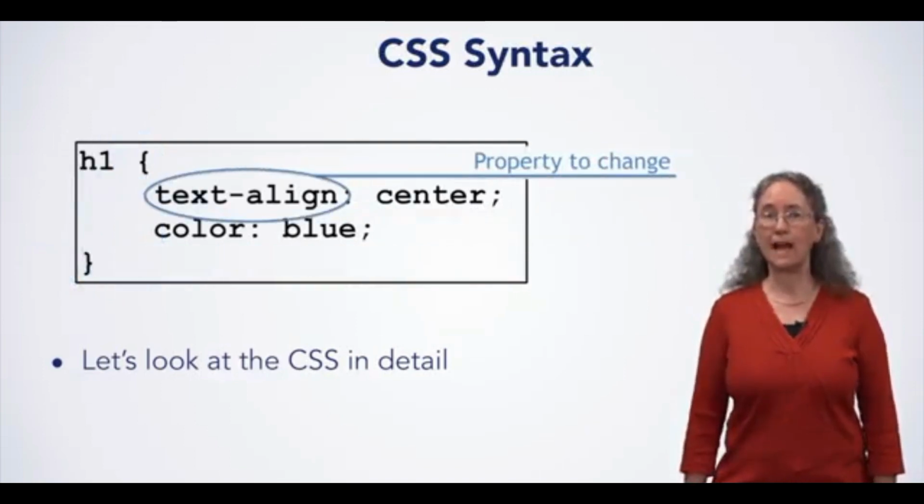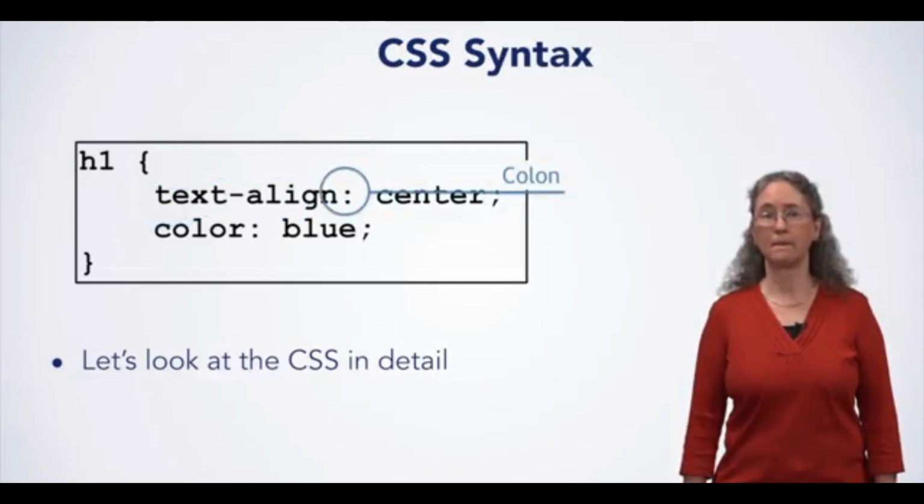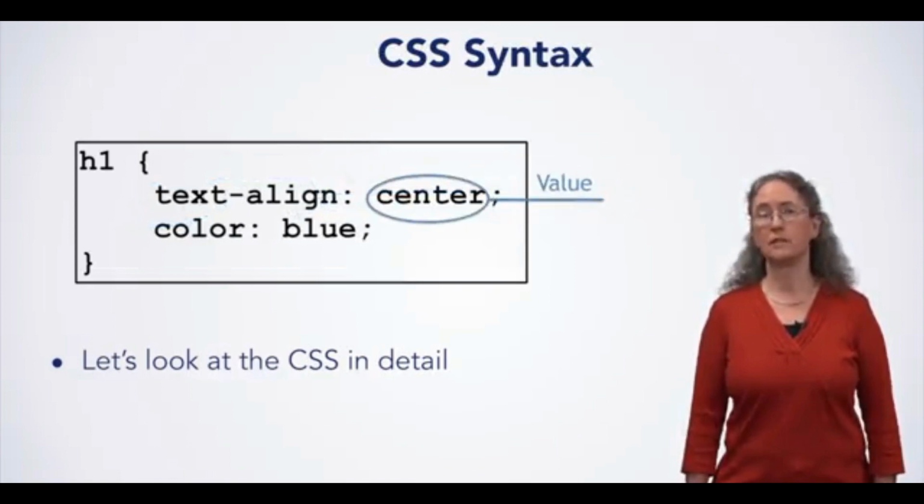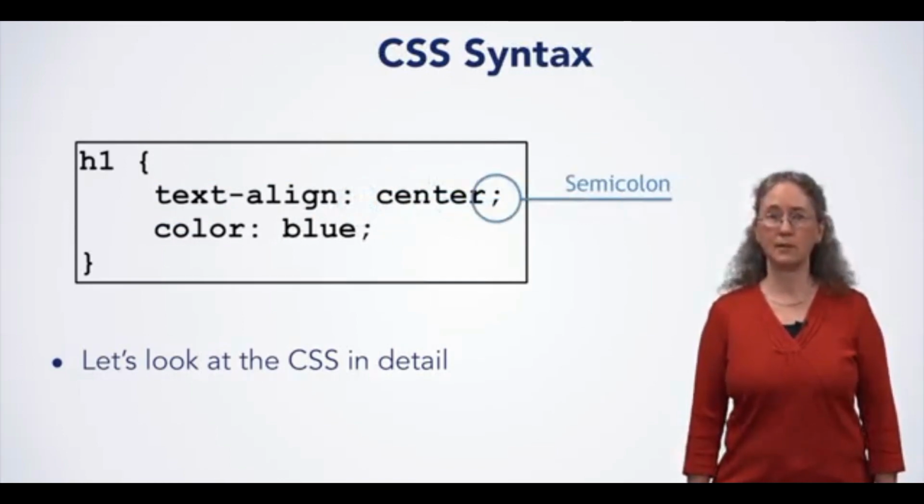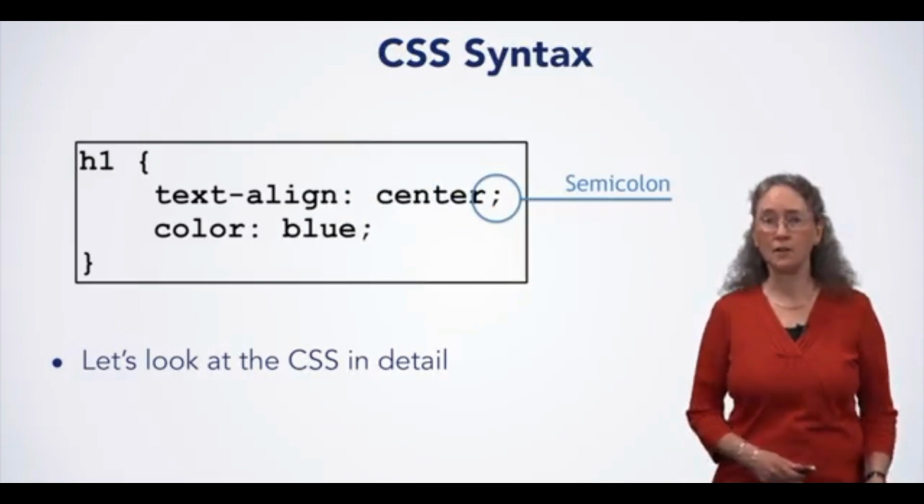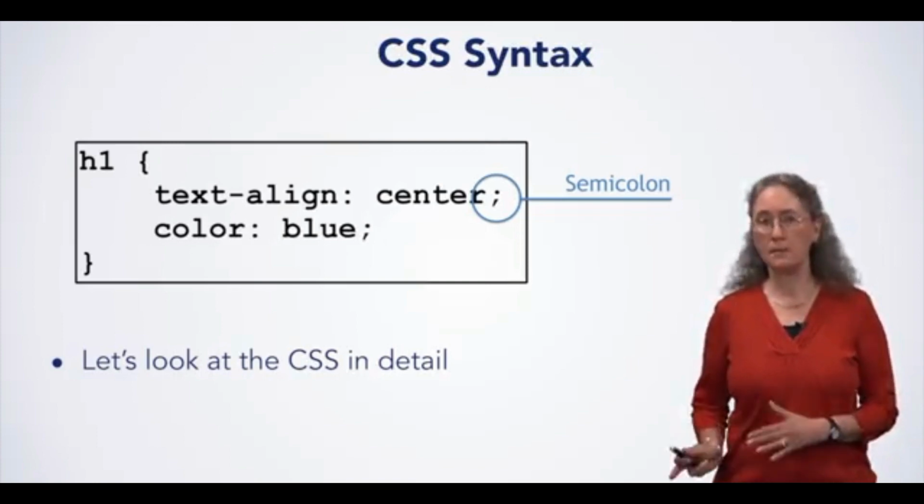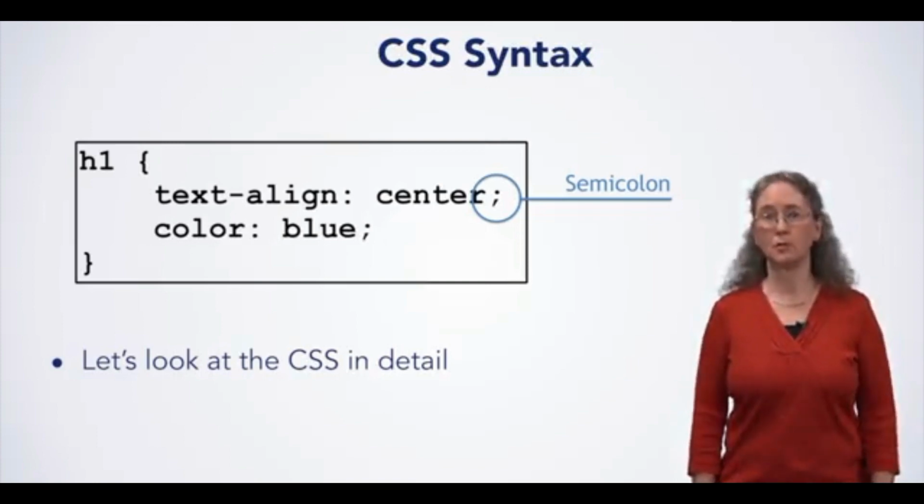On each line inside the curly braces, you first write the property, what aspect of the styling you want to change. Here we want to change the text alignment, which has the property name text-align. After the property name, you write a colon, followed by the value you want to give that property. In this case, we want to set text-align to center. At the end of the line, you write a semicolon. You can then write more lines with the same syntax. For example, we have color, colon, blue, semicolon to set the color property to blue.